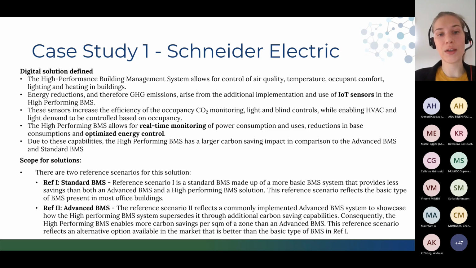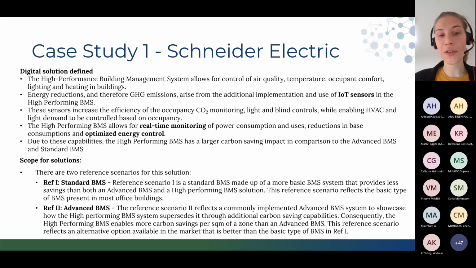And so what these sensors do is they increase the efficiency of the occupancy CO2 monitoring. They help with the light and blind controls, and therefore enable the HVAC and light demand to be essentially controlled based on occupancy. And so what this high-performing BMS does is it allows both for real-time monitoring as well as optimized energy control within the buildings that the high-performing BMS is implemented. And so due to these capabilities, the high-performing BMS, which is the digital solution we're looking at for this case study, has essentially carbon-saving impacts, both compared to other advanced BMS systems as well as to a standard BMS system. And so when we approached this solution, we actually therefore considered 2 different scenarios to compare this digital solution against.